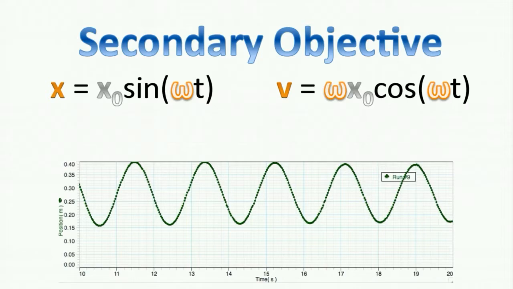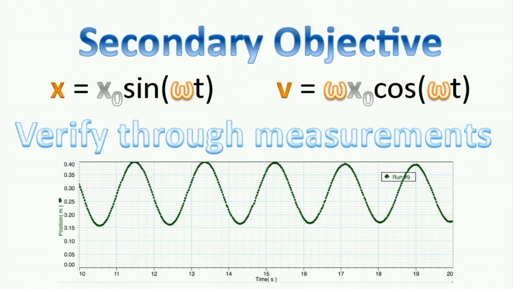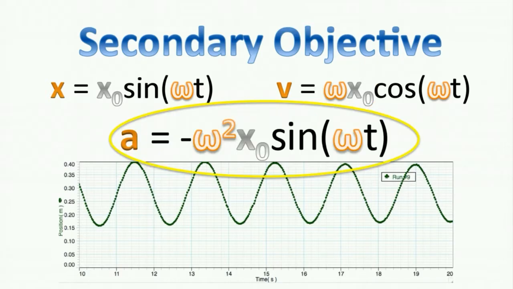Specifically, we'll be looking at these two equations, and we'll show that these two equations for position and velocity accurately model the movement of the pendulum. We will also verify these two equations through measurements. Specifically, we will be verifying that equation that I've circled for the amplitude of the velocity. And we will also explore what this formula means in terms of the acceleration of the pendulum.